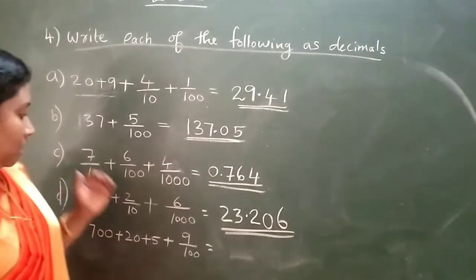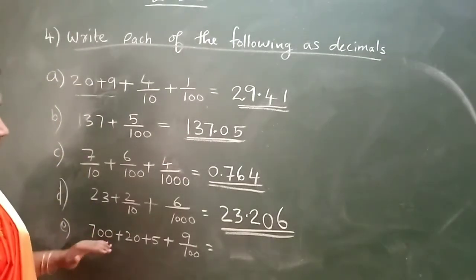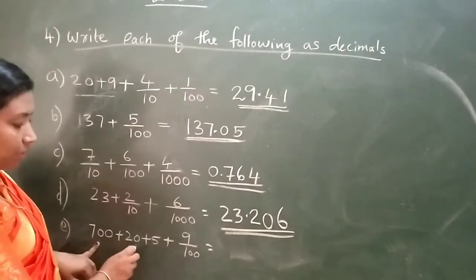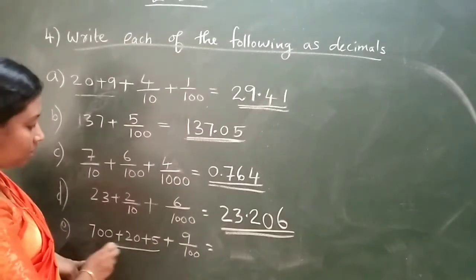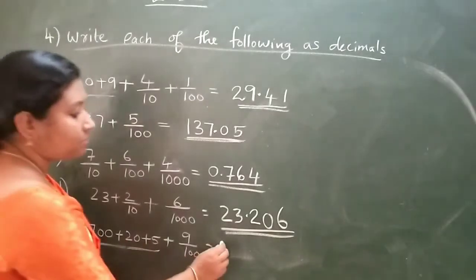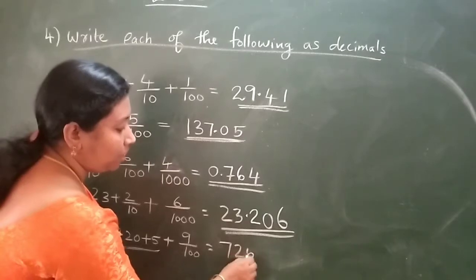23.206. Then your last question. Here also the expanded form is given: 700 plus 20 plus 5. Which is the short form of this number? 700 plus 20 plus 5 is 725.